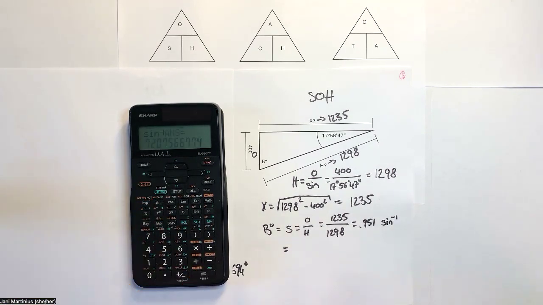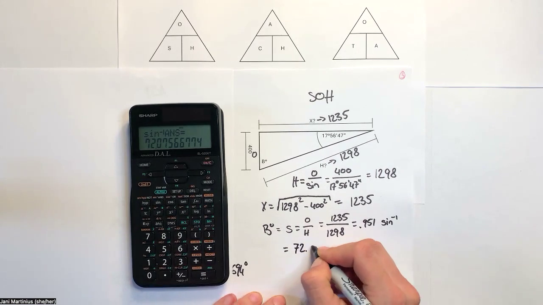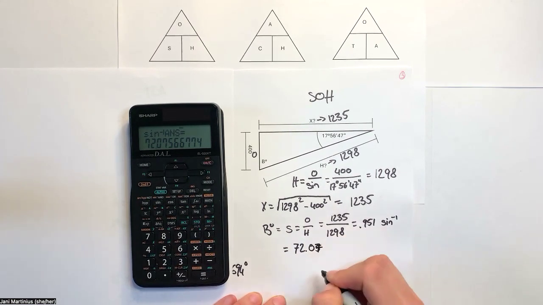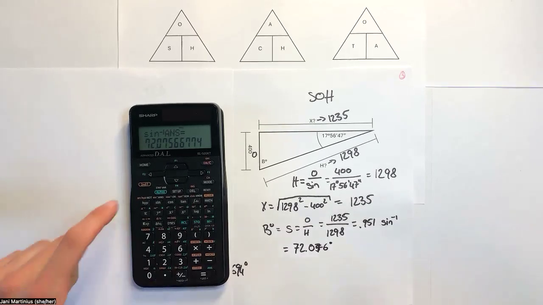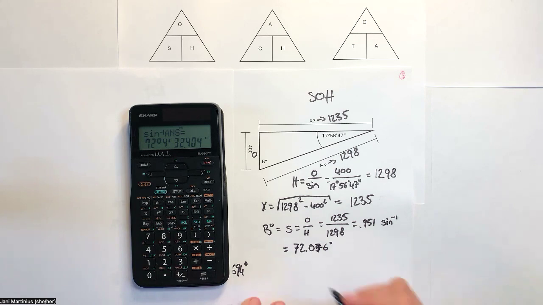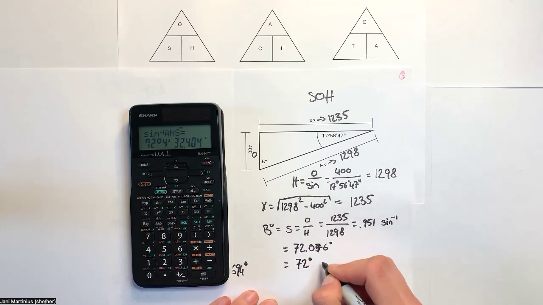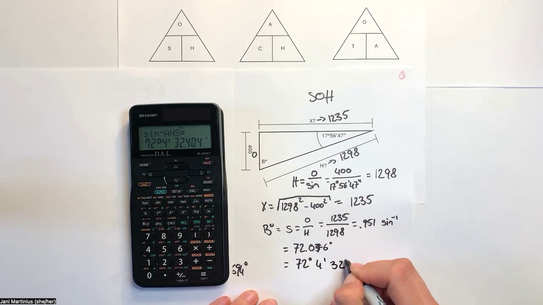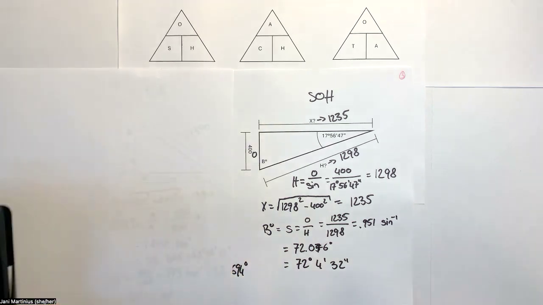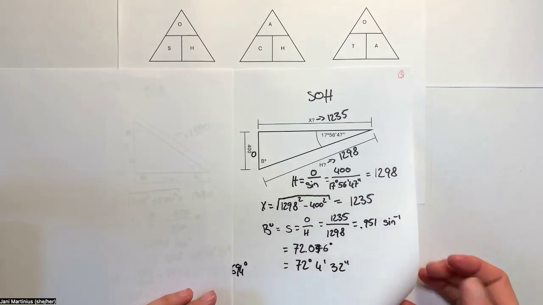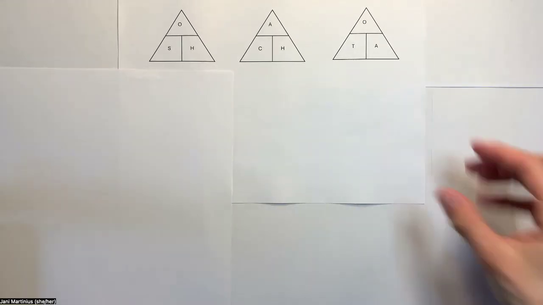Second function sine gives us 72.076 degrees. Second function and DMS button gets us to 72 degrees, 4 minutes, and 32 seconds. So while it can feel like a lot when you're looking at this, it's just breaking it down step by step. What do you have? What makes sense? What can we figure out first so we can populate the area? So I have one more exercise for us to go through.